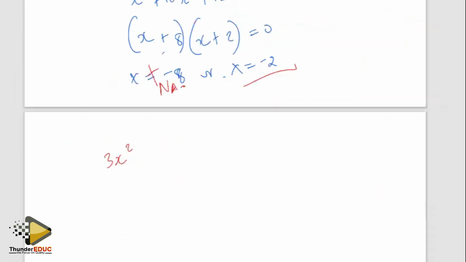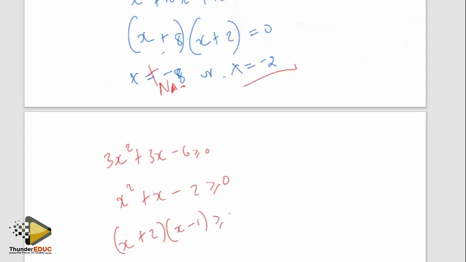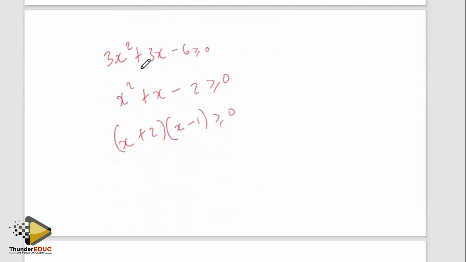Okay, plus 3x minus 6 is greater or equal to 0. Divide through by 3, you have x squared plus x minus 2 is greater or equal to 0. We need to factorize this. That's going to be (x plus 2)(x minus 1) is greater or equal to 0. Then from this, I know that my critical values are going to be negative 2 and 1.